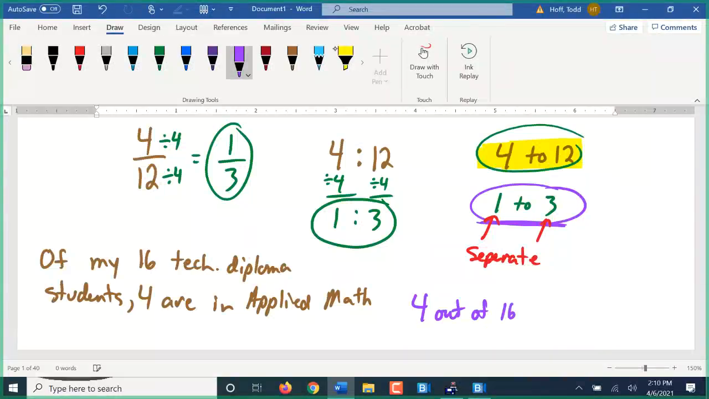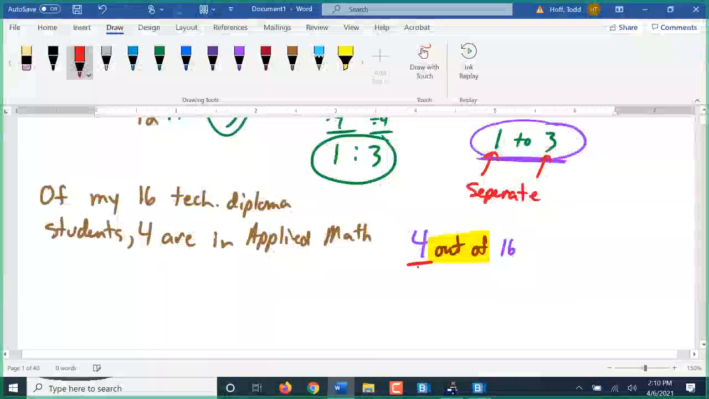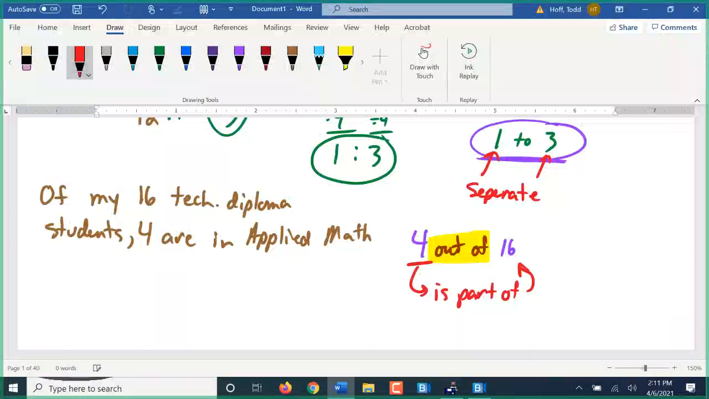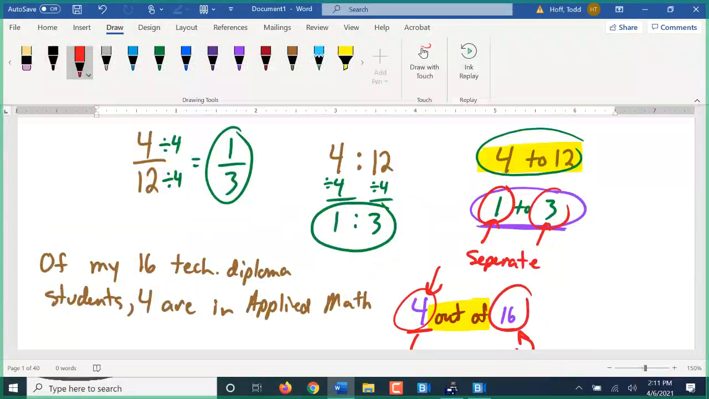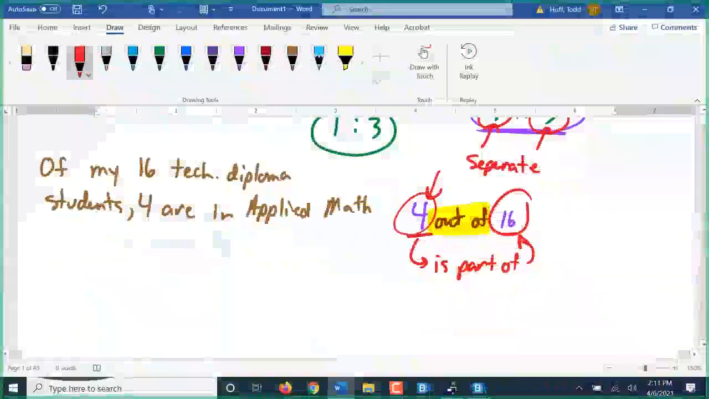So when the wording is like that, out of, that implies that this is part of that. So that 16 here actually includes these 4 plus some others that don't meet the characteristic we're looking at. So here we are comparing 2 separate pieces to each other. Here we are comparing a piece to the whole thing. Almost like a percent. In fact, a percent is a type of ratio.